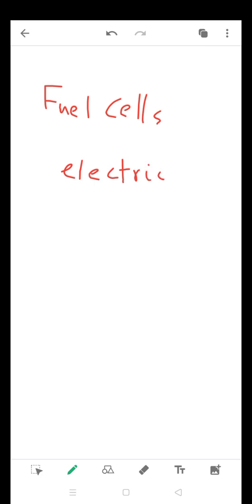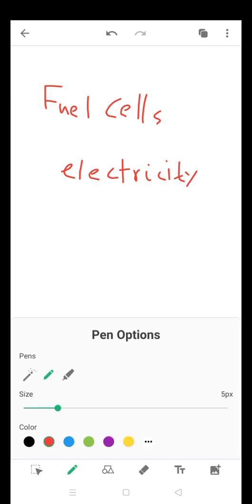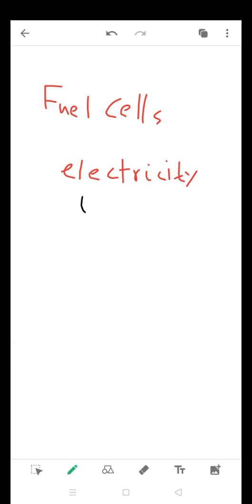Hello, today we will be discussing fuel cells. Fuel cells are those devices which generate electricity from an electrochemical reaction.